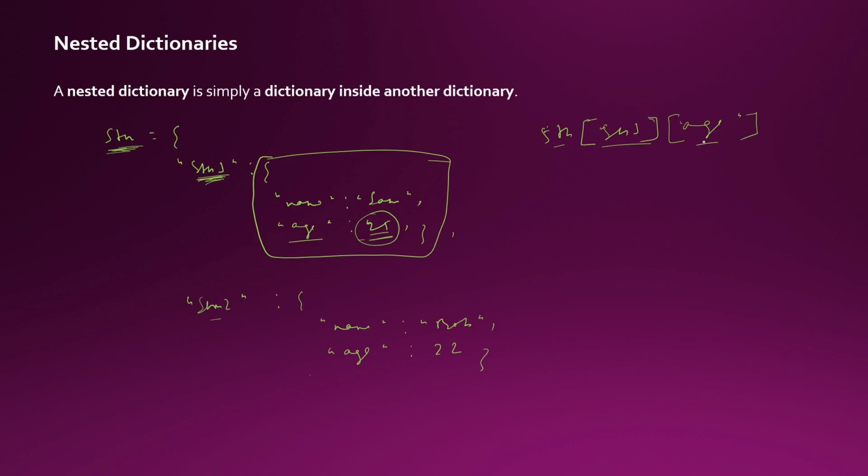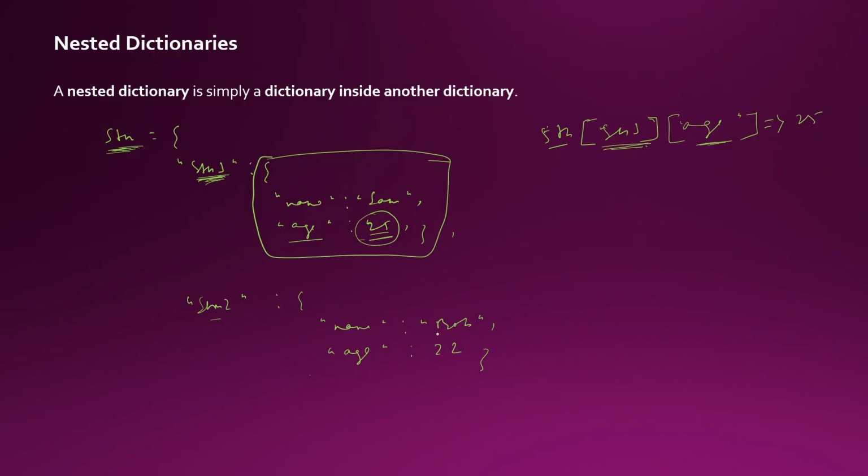Now I have to mention my age key over here. That means this student dictionary has a key, student 1, and this student 1 also has a key, that is age. So it will give me the output as 25. To understand, this is how a nested dictionary works.